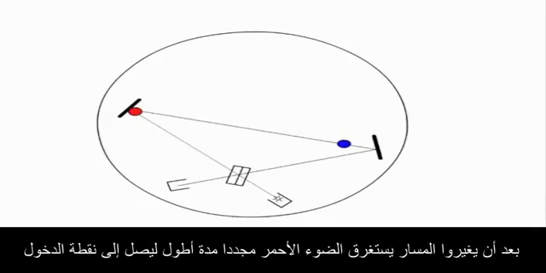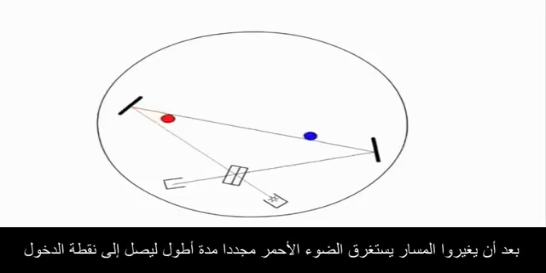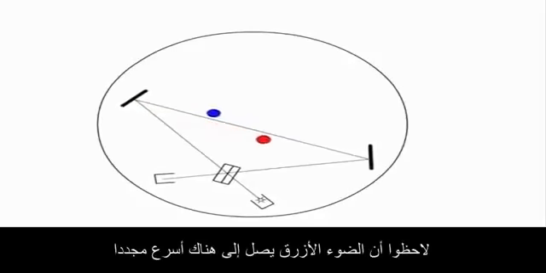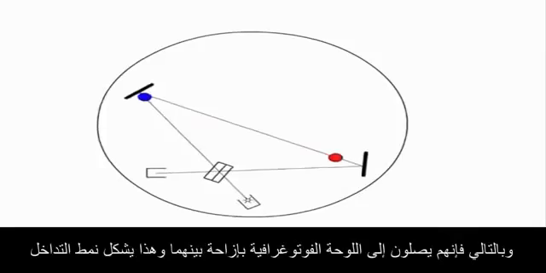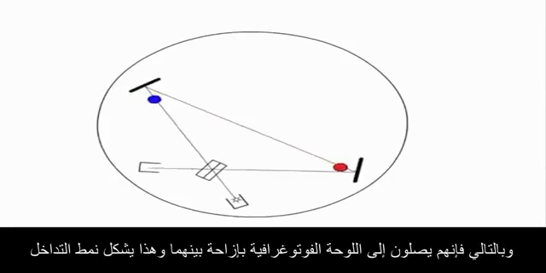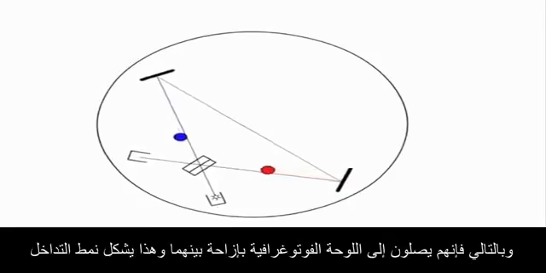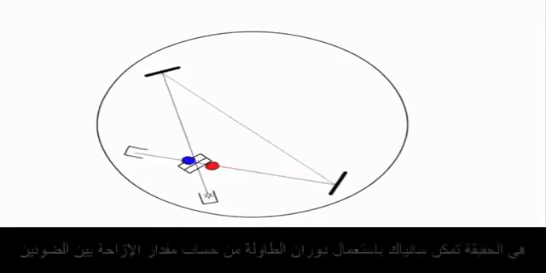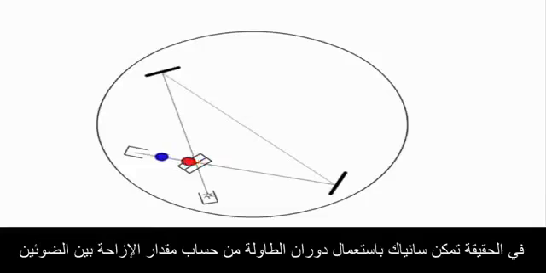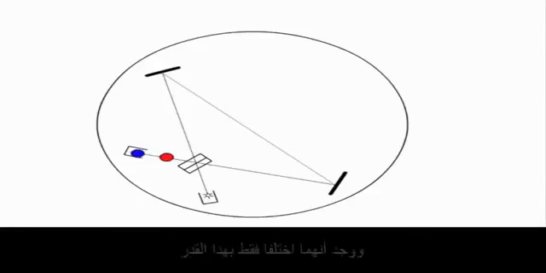After they change ends, the red light again takes longer to reach the recombiner, whilst the blue light gets there quicker again. So they reach the photographic plate with a delay between them, and this changes the fringe pattern. In fact, Sagnac, using the speed of the rotation of the table, calculated how much the fringes should change, and found that they did change by just that amount.